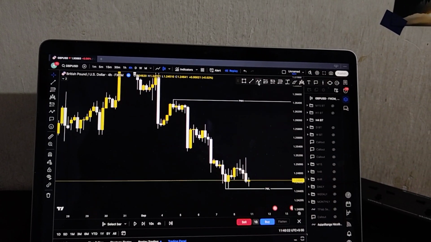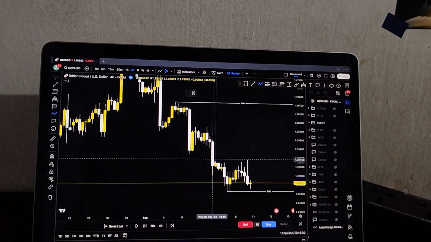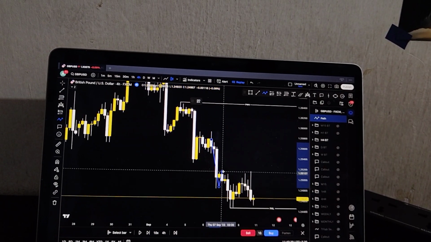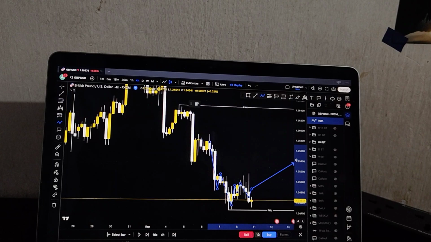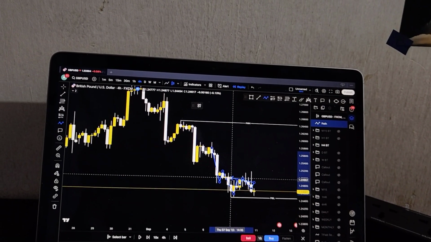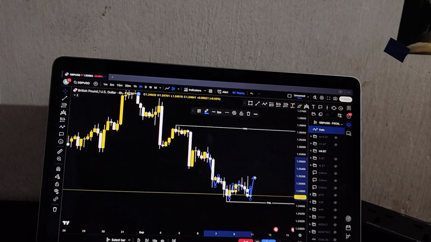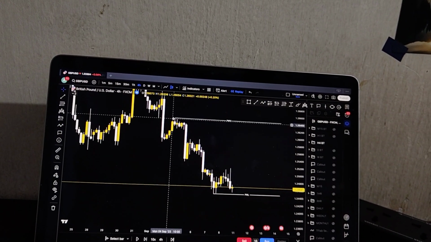On the 4-hourly, the market is literally making lower highs and lower lows. I see the market structure in the 4-hourly. Now I can spot a supply zone here, but this is a little bit of accumulation, right? And our strategy is based on accumulation, manipulation, and distribution. We want to be a part of the distribution, yeah? We can also see the market is clearly trending down.